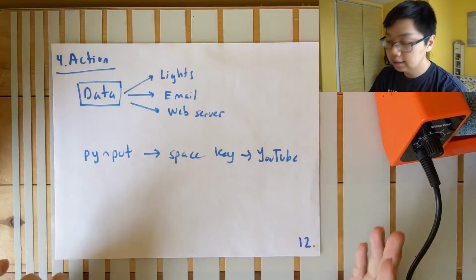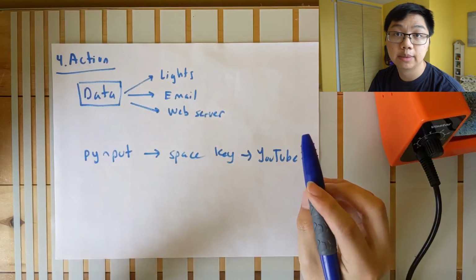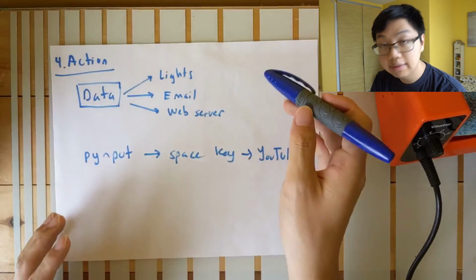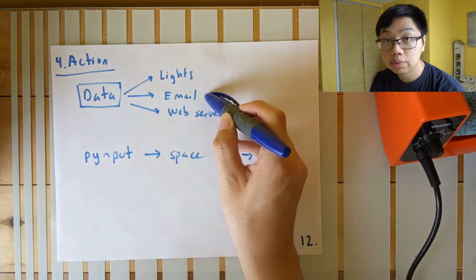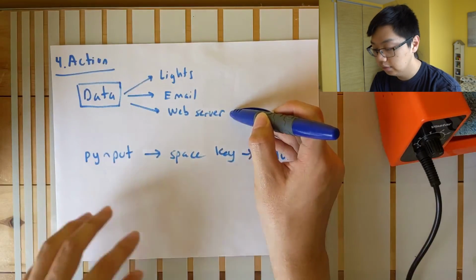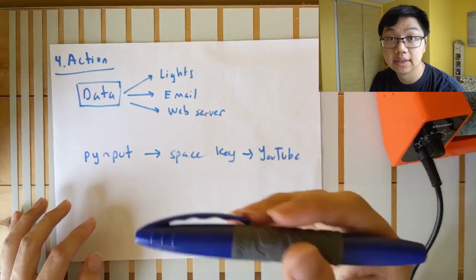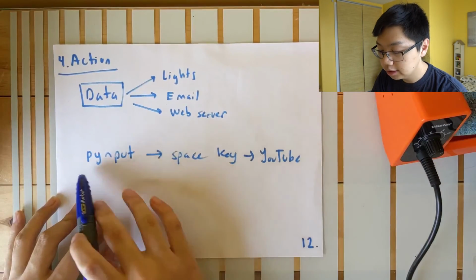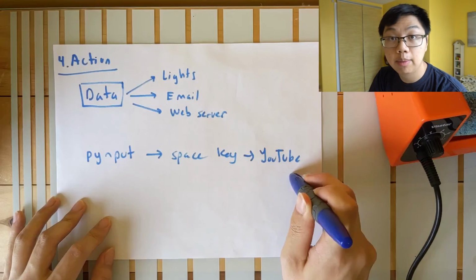So the final part is action, and this is probably the most straightforward part, as well as the part that is most subject to change. Once you have the data, you can do whatever you want with it. Turn on the lights, send an email, process the data and send it back to the web server. In my case, once I've detected that a change in the number of knocks has occurred, I use a library in Python called PyInput, which will press the space key on my laptop, and that's how I pause and play the video. Anyways, that's pretty much it.